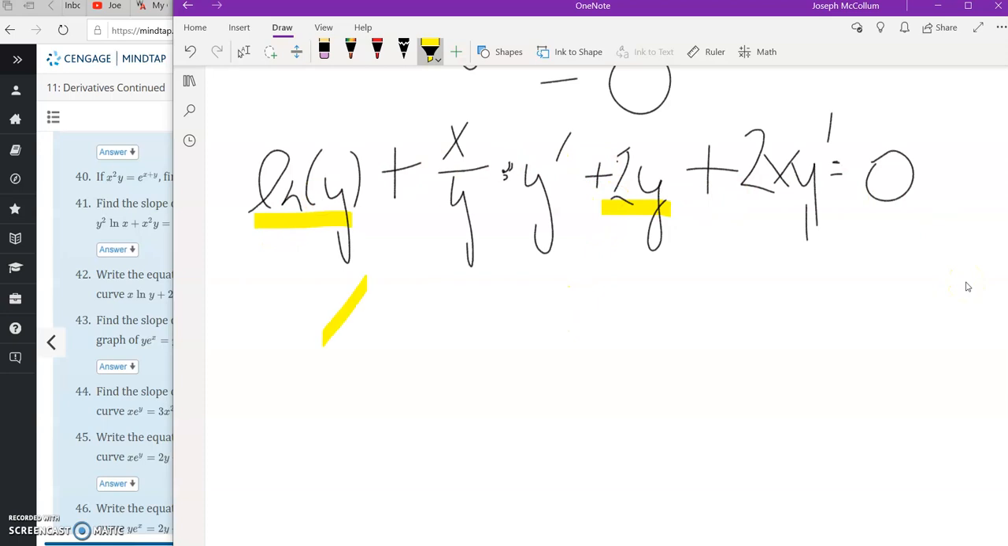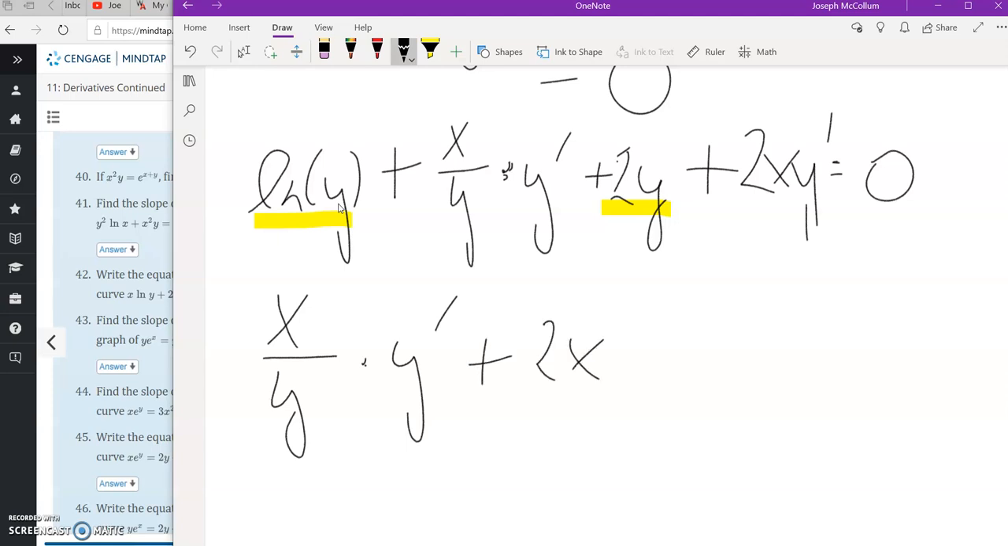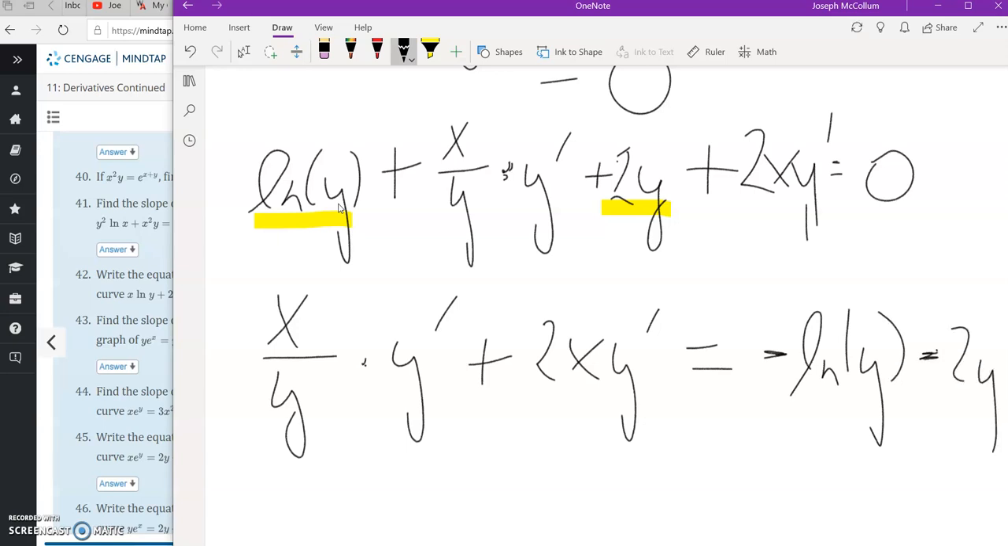So I'm going to keep x over y times y prime plus 2x y prime on the left. The right-hand side, I got to move the natural log. That is a subtraction when you move it across. So that's minus natural log. I'm going to move the 2y, so that's a minus 2y when you move it across.